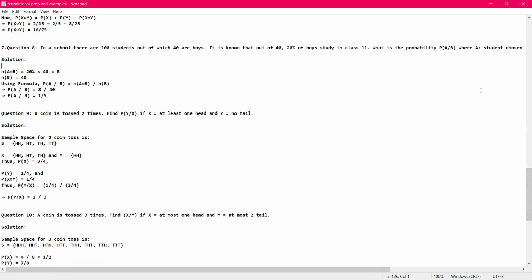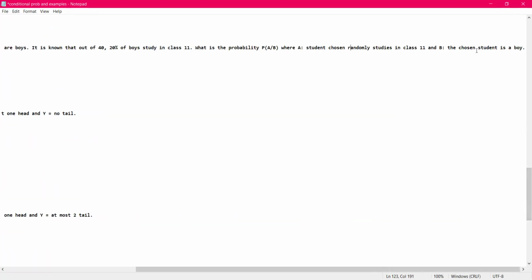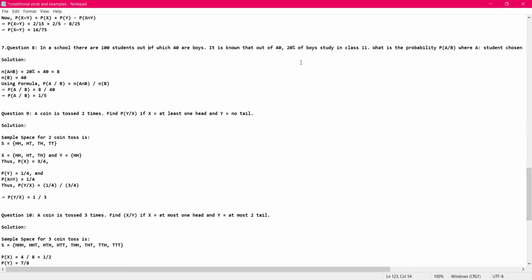Here A is the event that the student chosen studies in class 11, and B is the event that the student chosen is a boy. It means we have to choose given that the student is a boy, so we have to take from the boys only. Now we will see how to do this problem.